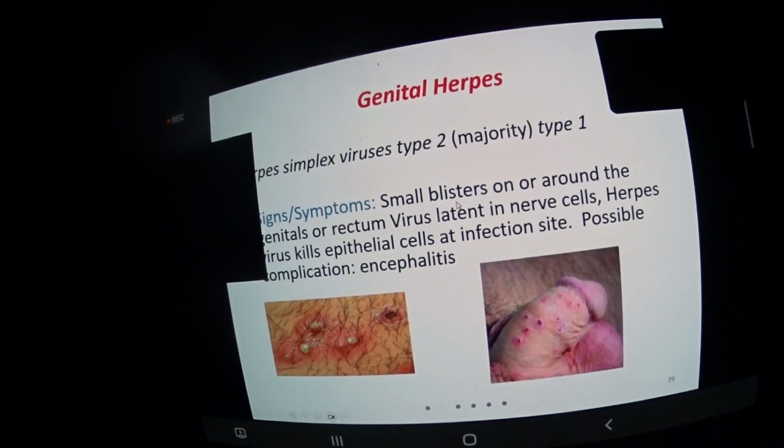Signs and symptoms: it starts with blisters in the area of infection. Again, could be any place. This is what the blister looks like. We call it a blister, but it's actually a vesicle. But then basically it erupts, and then it starts getting better, and eventually it will go away. The herpes virus is a latent virus, and it goes into the neurons in the mucous membrane, the skin area, wherever the infection is, and it becomes latent.